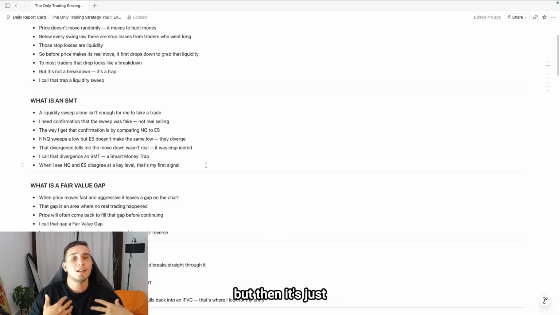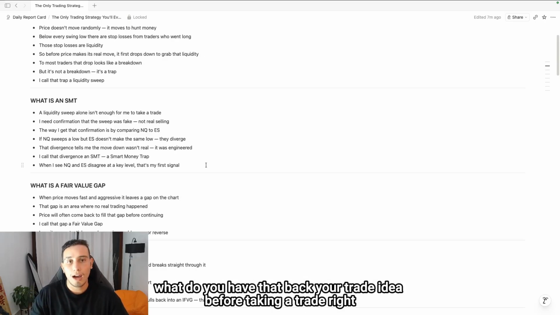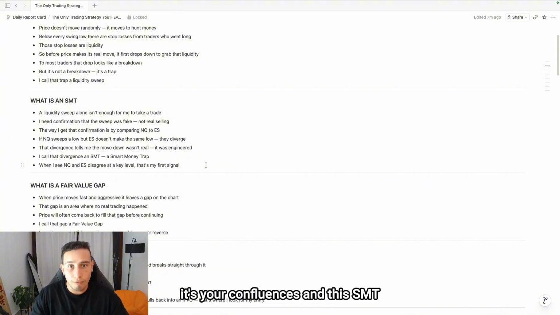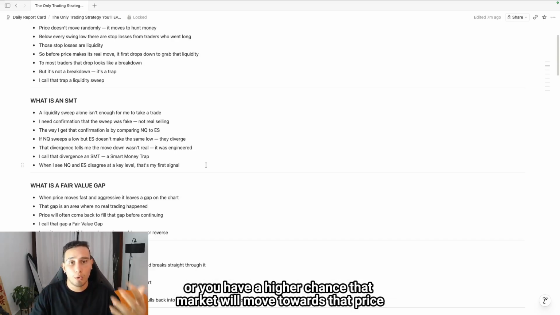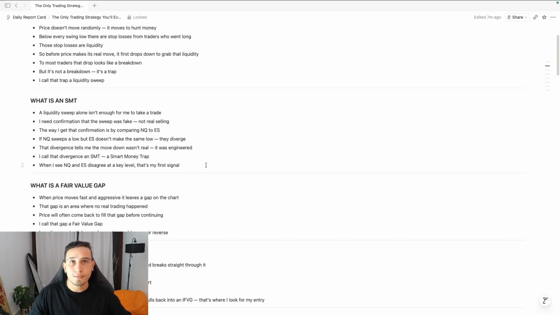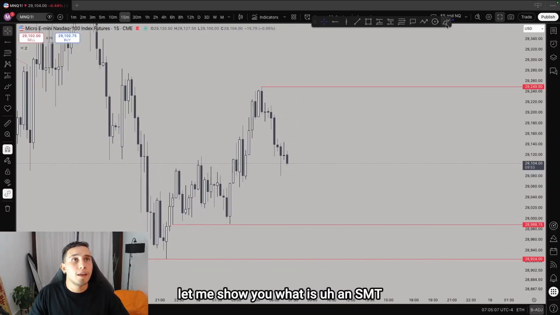But then it's just, what do you have that backs your trade idea before taking a trade, right? It's your confluences, and this SMT is a great confluence to have because it proves, or gives you a higher chance, that the market will move towards that price. Let me show you what an SMT is.